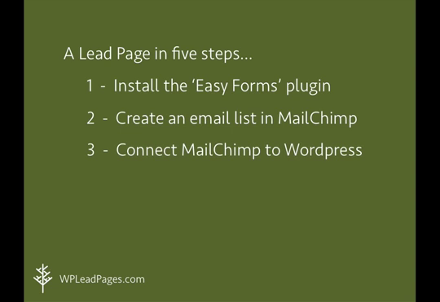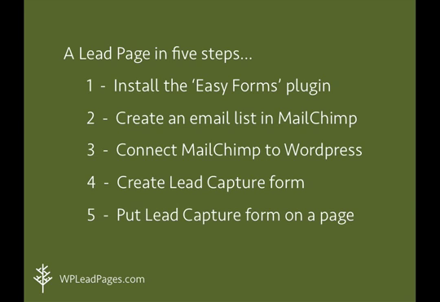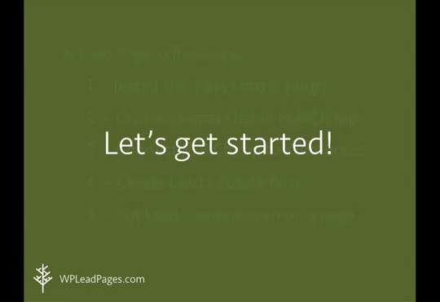Step 3, connect MailChimp to the WordPress site. In this step, we'll be using an API key to make sure that your WordPress site can talk to MailChimp. This might sound a bit complicated, but the Easy Forms plugin makes it a very simple process. Step 4, create the lead capture form. Next, we'll be putting together a basic form which your subscribers will put their email addresses into. And step 5, create a page using the lead capture form. So finally, we'll create a page on your WordPress site which will have the lead capture form on it. So let's get started.